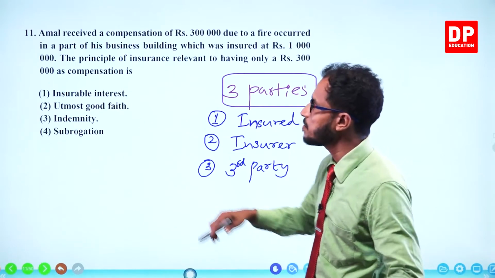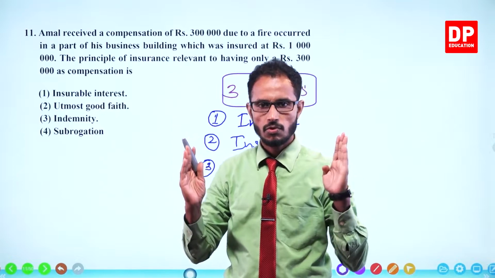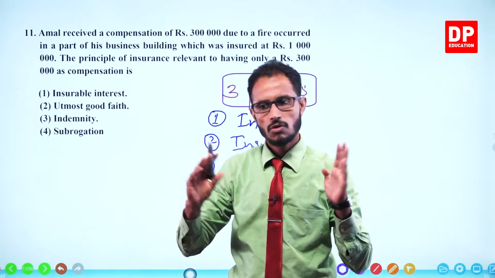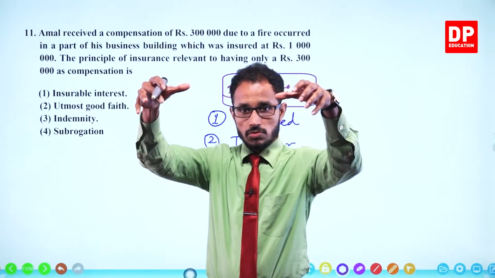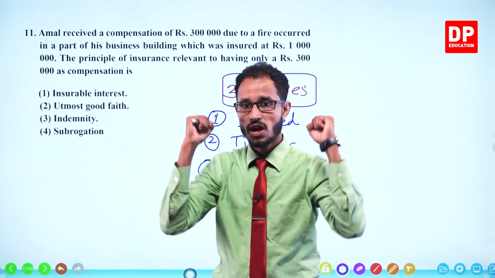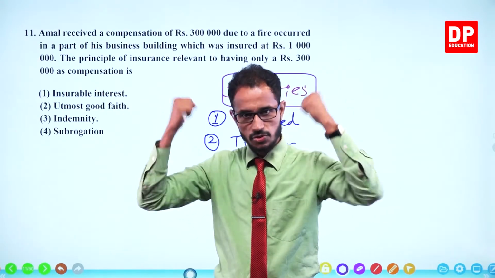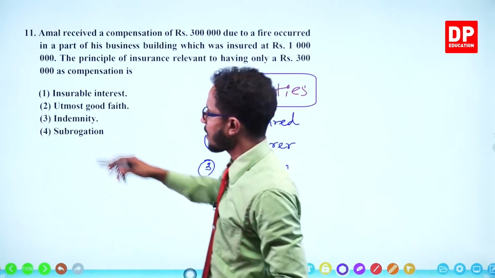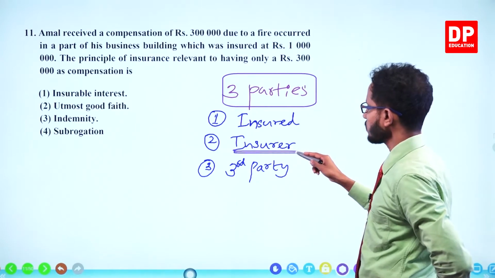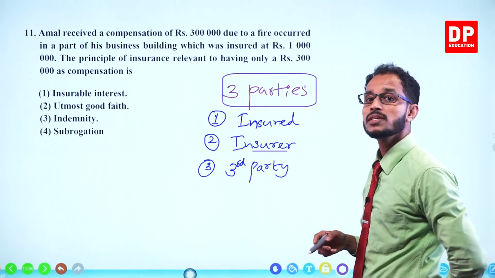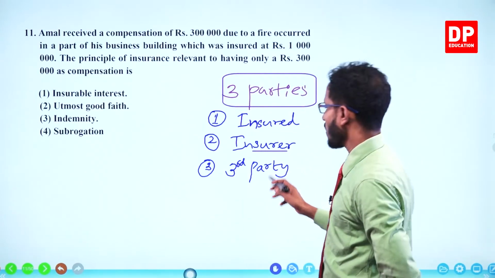Insured means the person who obtains the insurance cover for himself, for his family, for his business or for his assets, whatever. If I have obtained life insurance cover, I am the insured. So Amal is the insured. Insurer means the insurance company, the company who provides the insurance cover. Third party is the third party.